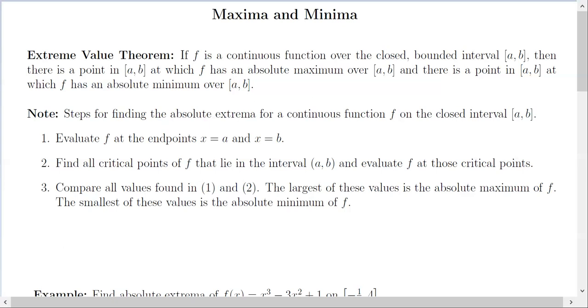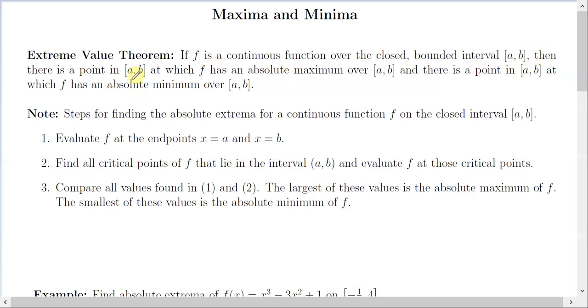Here we want to put a few things together to figure out how to find the absolute maximum and absolute minimum values of a function. This theorem, called the extreme value theorem, meaning it's going to help me figure out the extreme values of my function, says that if we have a continuous function over a closed interval, so we have limited ourselves a little bit. We're only looking right now over a closed interval and bounded.